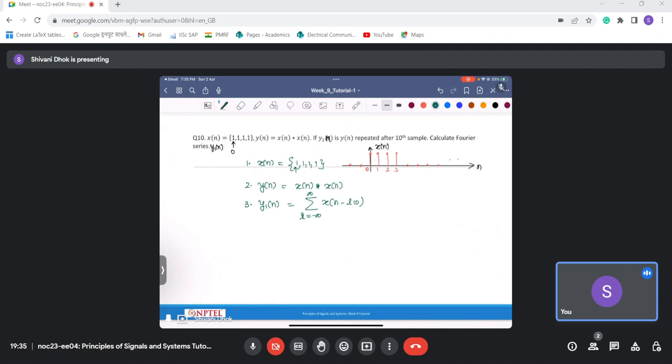Okay, so now we need to find the Fourier series coefficients of this y1 of n. This can be found in 3 steps. Step 1, find yn, which is equal to xn convolved with itself. Step 2, find y1 of n, its period and its angular frequency.